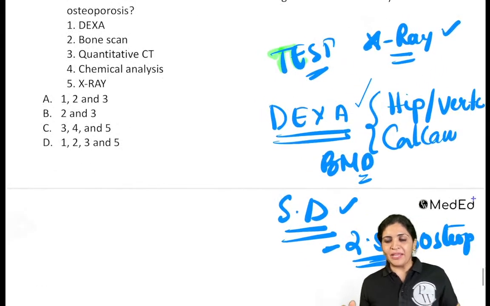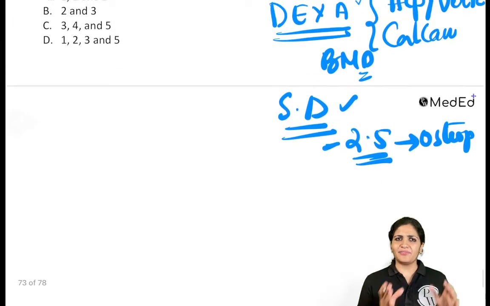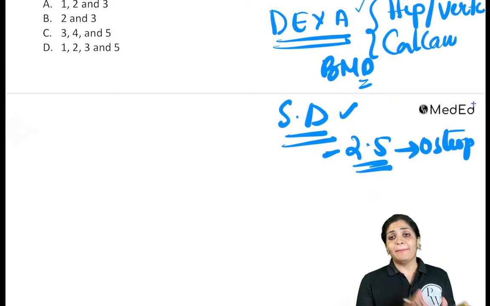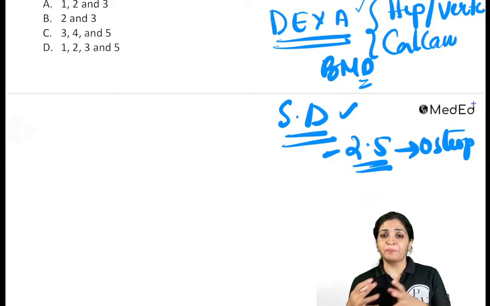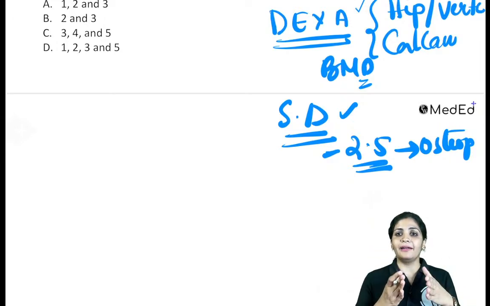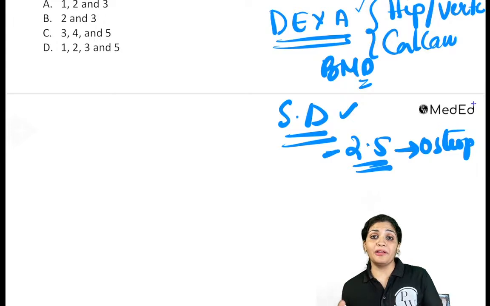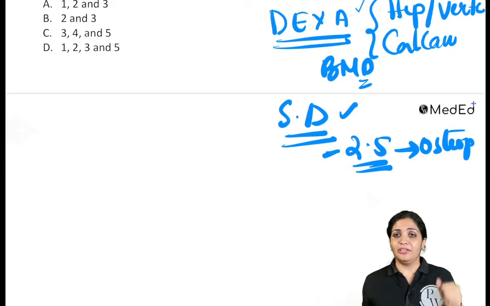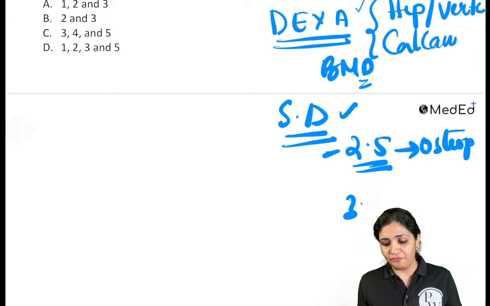So this is the classification of osteoporosis. A score of 0 to 1 is normal, minus 1 to minus 2 is mild, the gray area, and if it is more than 2.5 standard deviations, then you have osteoporosis. If it is 3.5, then it is severe osteoporosis.